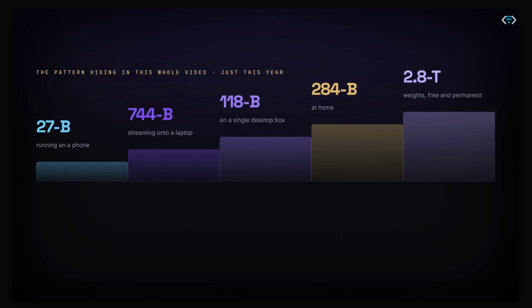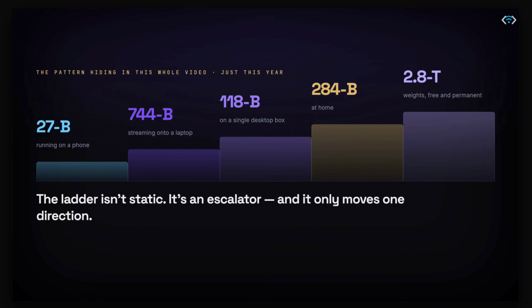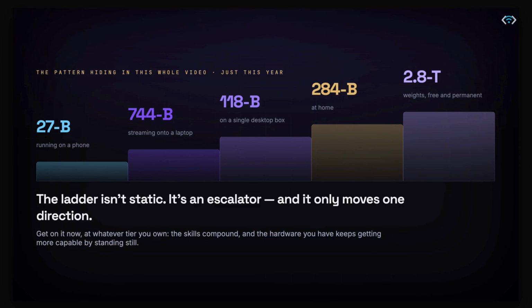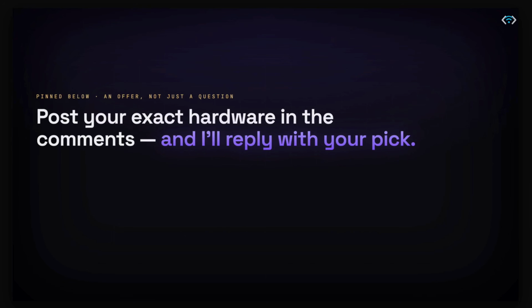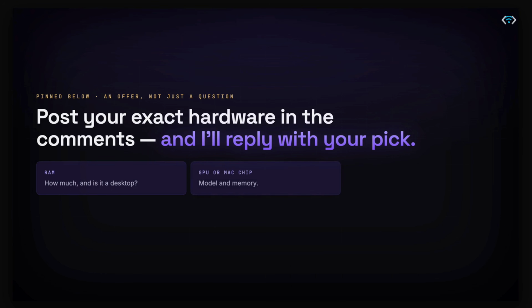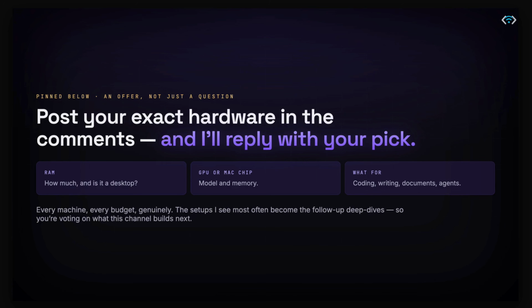Step back, and here's the pattern hiding in this whole video. Walk the timeline of just this year, a 27B running on a phone, a 744B streaming onto a laptop, a 118B on a single desktop box, a 284B at home, and this week, the weights of a 2.8 trillion parameter model, free, downloadable, permanent. Every few weeks, a tier that was impossible became Enthusiast, and a tier that was Enthusiast became normal. The ladder you just climbed isn't static, it's an escalator, and it only moves one direction.